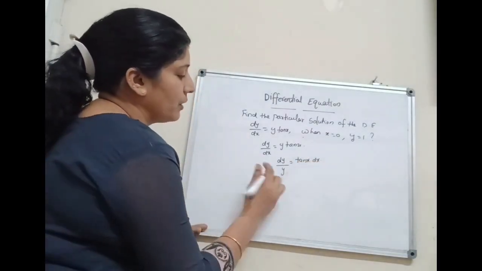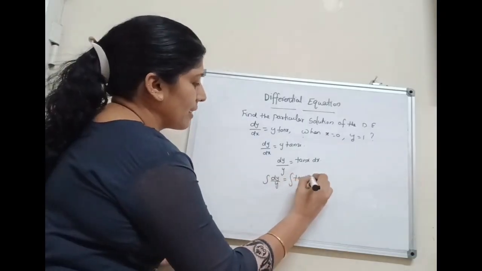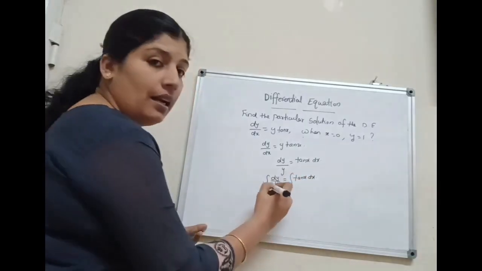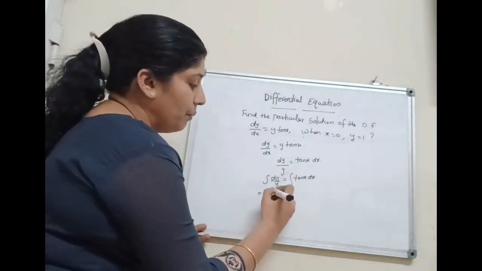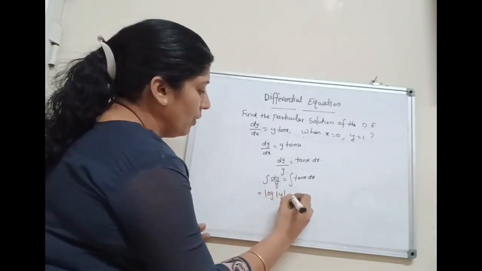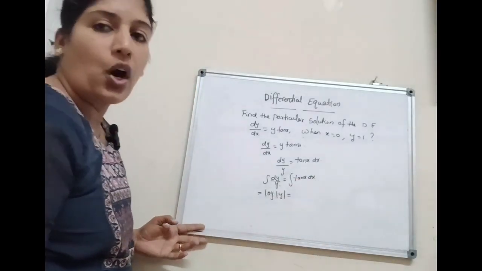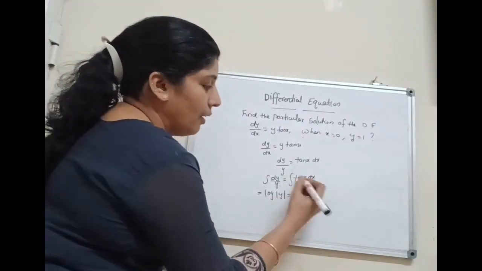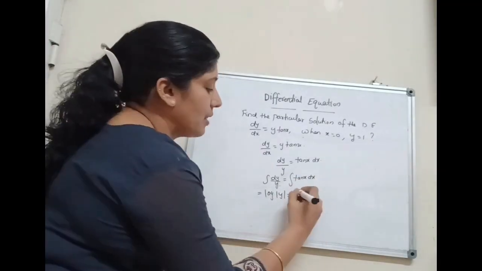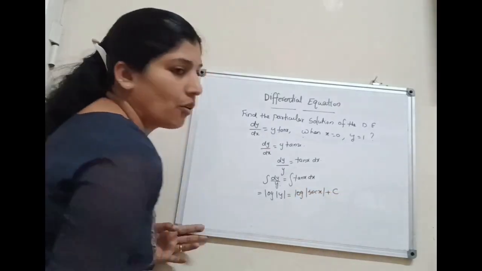Next, integrate on both sides. That is, integral dy by y equals integral tan x dx. The integral of 1 by y dy is log y. So log y equals integral tan x dx. The integral of tan x is log sec x, that is, log mod sec x plus an arbitrary constant c.